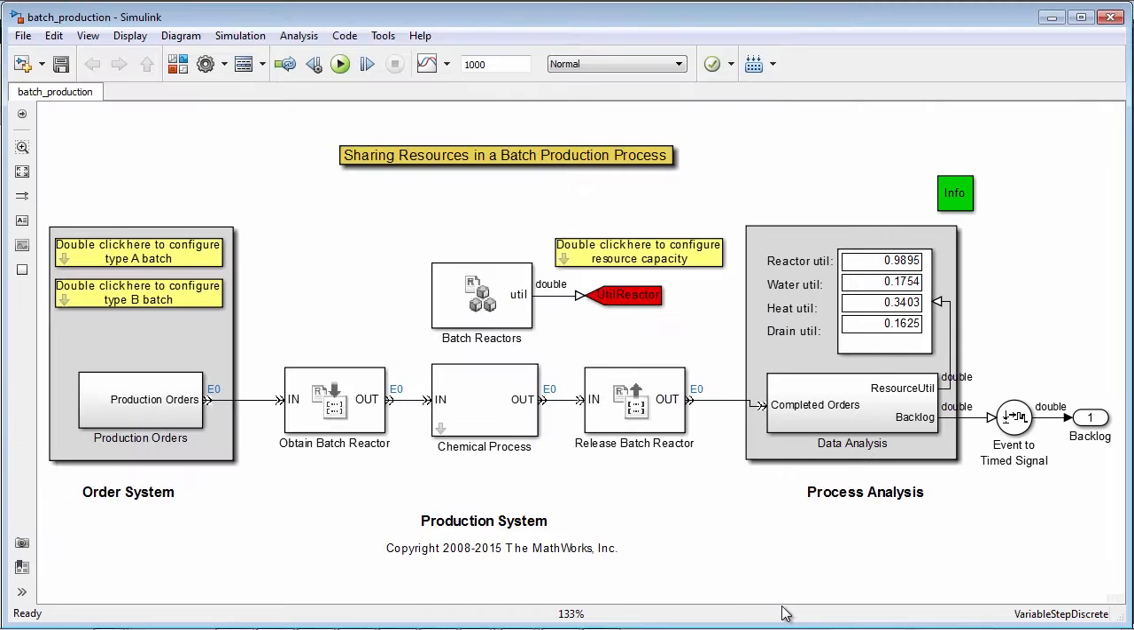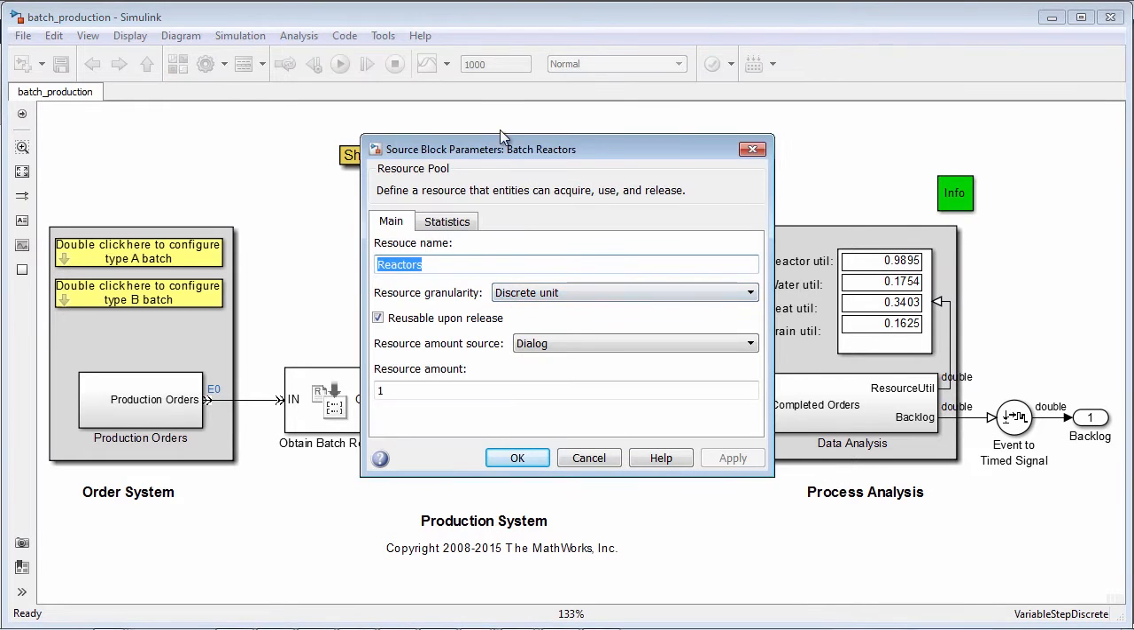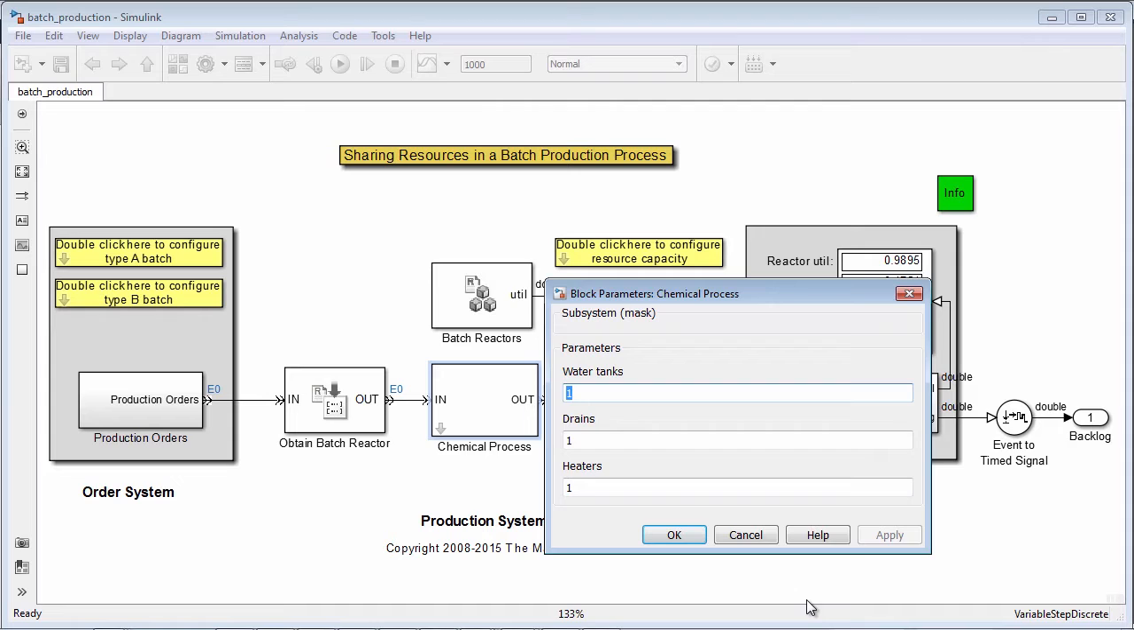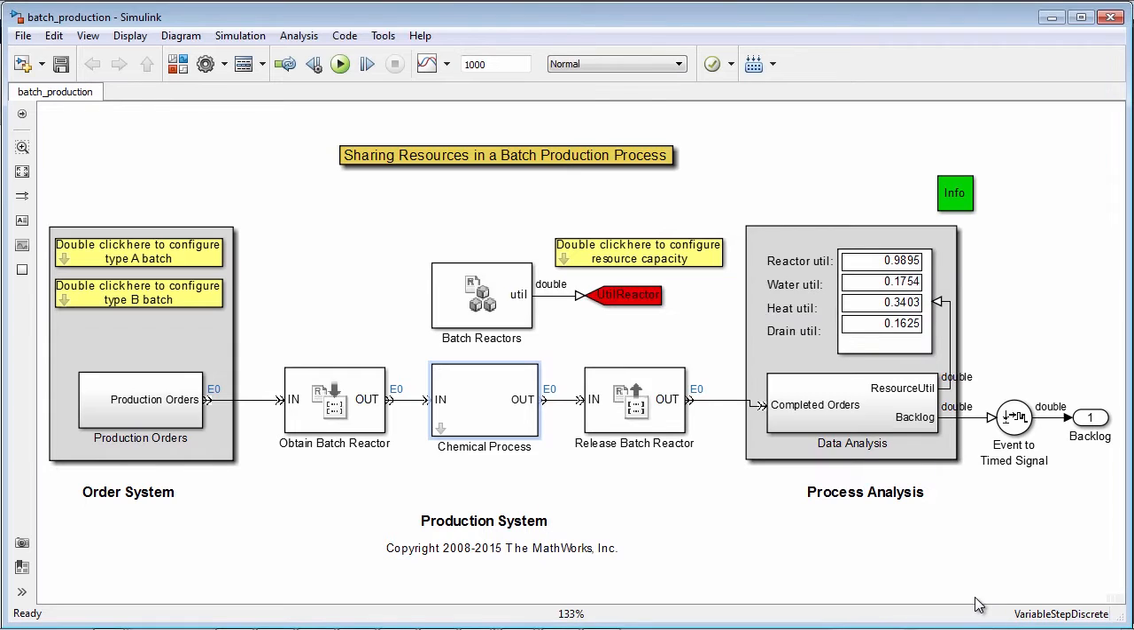This production process uses four resources: batch reactors, water tanks, heaters, and drains. The number of batch reactors is set on the resource pool block named Batch Reactors. The water tanks, heaters, and drains are set in the chemical process subsystem. Right now, we have only one of each resource, which is clearly too few to support an efficient production process. We will want to increase these to reduce our order backlog while minimizing the cost of our investment.